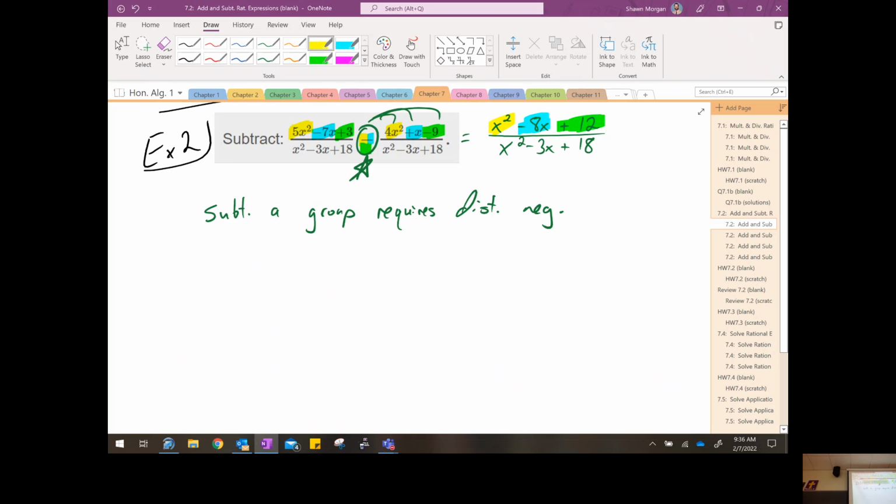All right. Is this my final answer, Sam? No. We need to simplify, right? Remember we said that teacher in elementary school would yell at you if you say, oh, teacher, my answer is 4/8. They'd slap you upside the head and say, simplify that fraction.